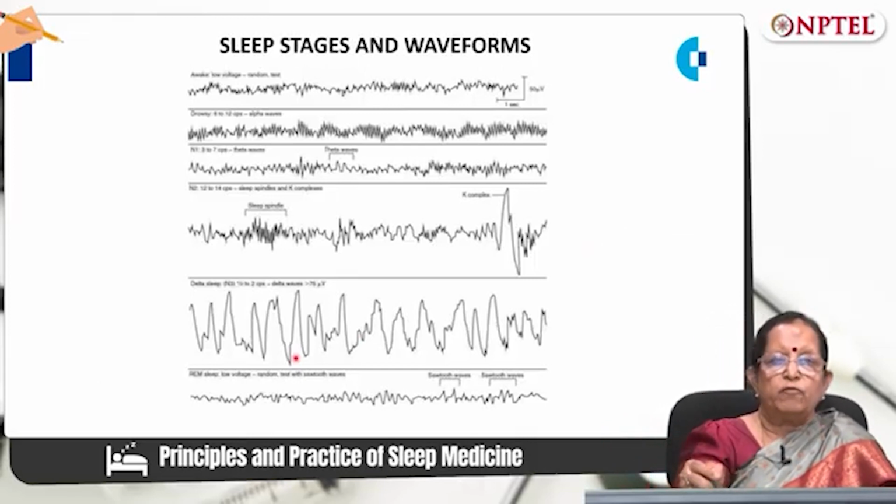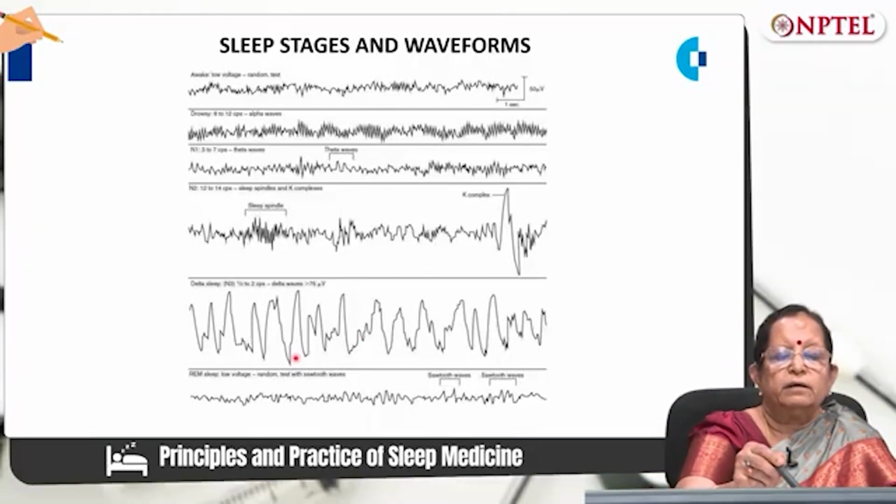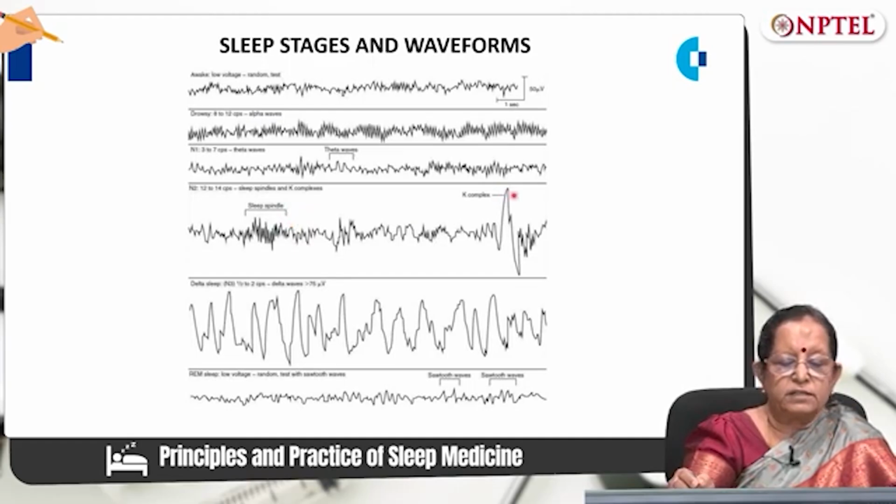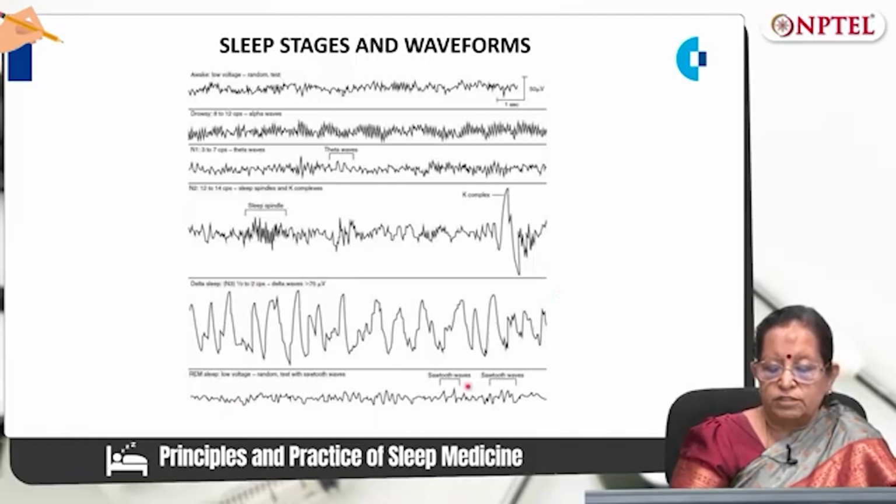So, this is in brief what I have told you. Awake will be random waves, low voltage waves. Drowsy is alpha waves. N1 stage is the theta waves. N2 will show you the sleep spindles and K complexes. Then N3 deep sleep will be delta waves. Then REM sleep, these are the sawtooth waves.